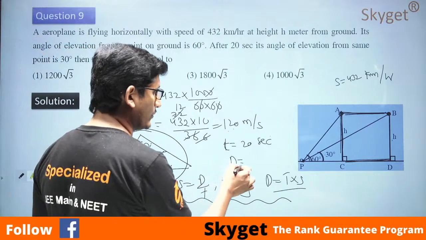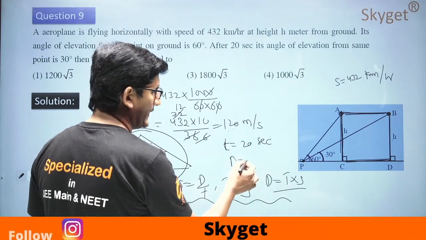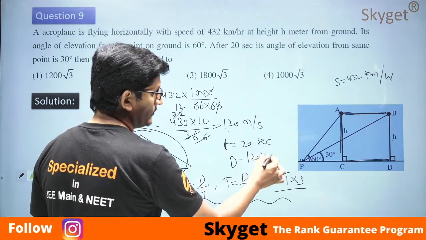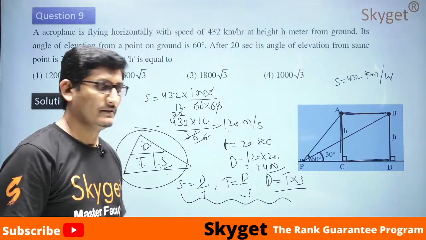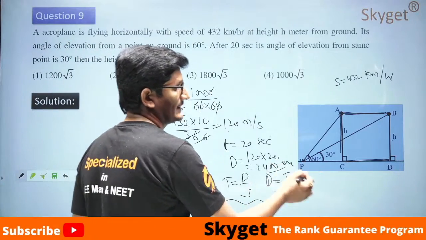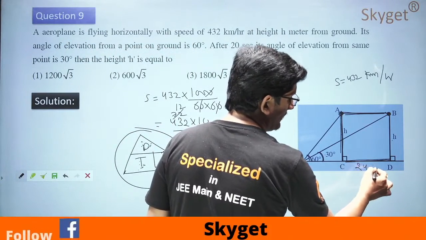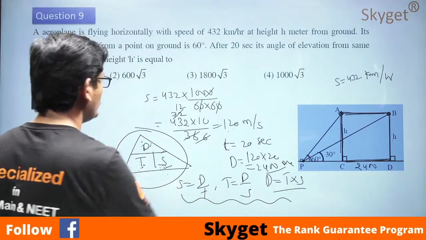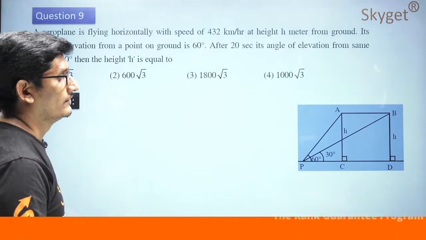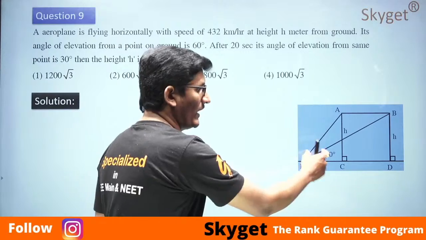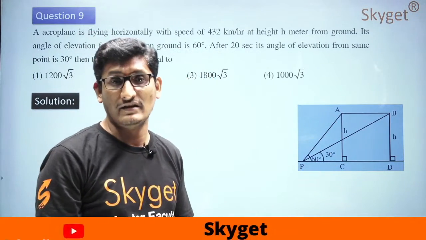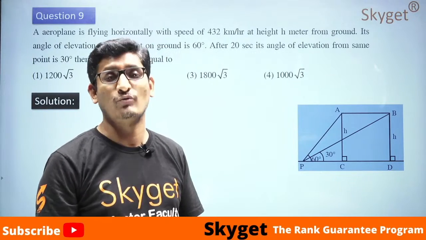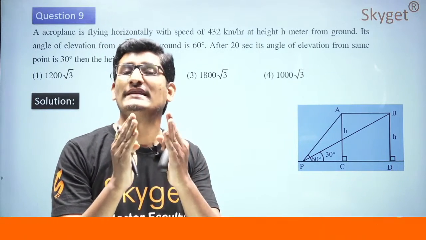So distance is equal to what here? Time into speed, so 120 into 20, that is equal to 2400 meters. So distance is 2400 meters. Now we know two angles. These two are right angle triangles. I already explained that when we get right angle triangles, just use the tan formula.